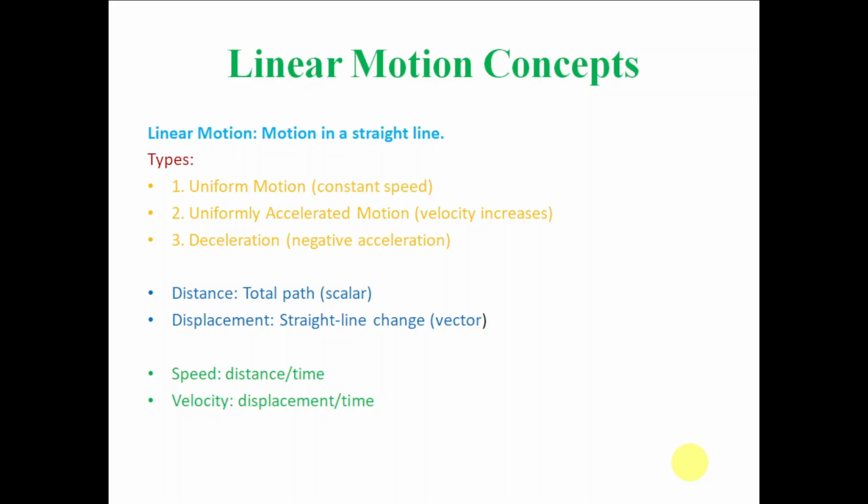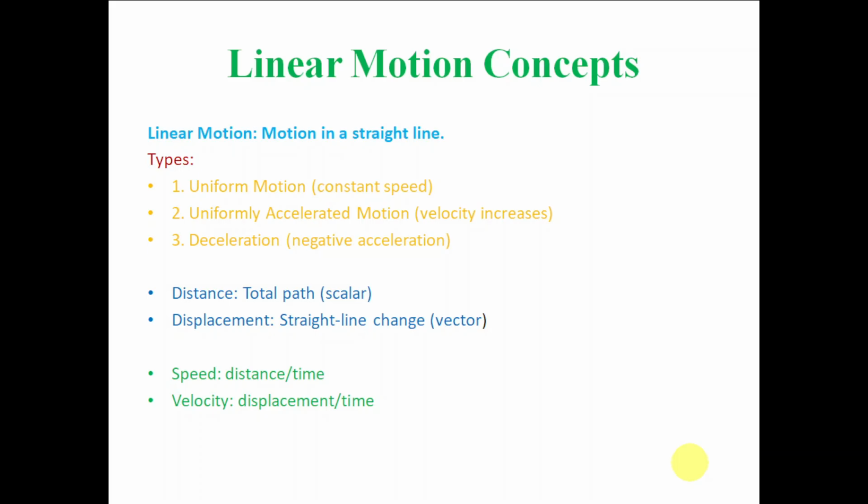So it was moving in its direction first, and when it changed direction towards north, that means the velocity is changed. This kind of motion is called uniformly accelerated motion. The other type of motion is deceleration, that's negative acceleration.